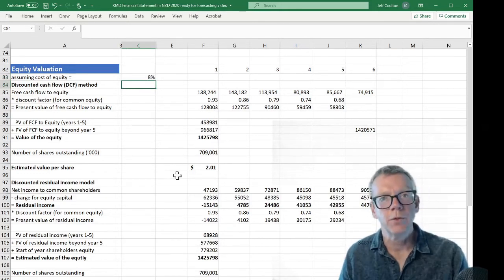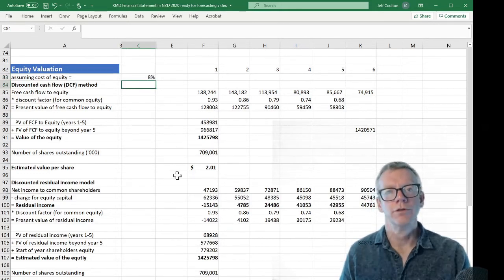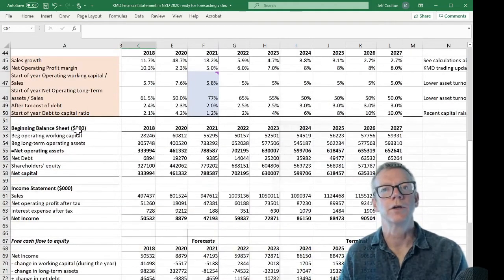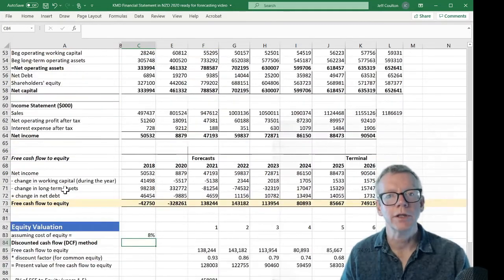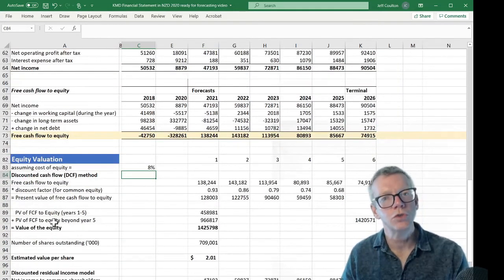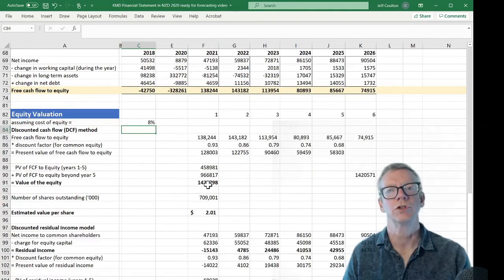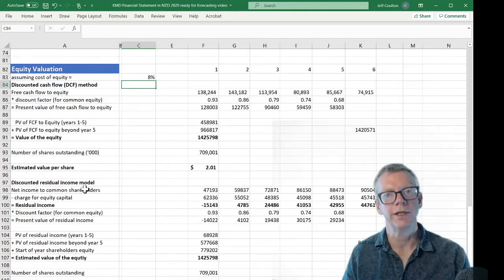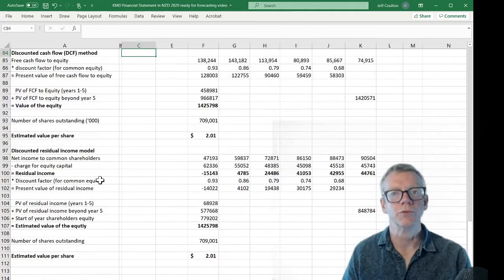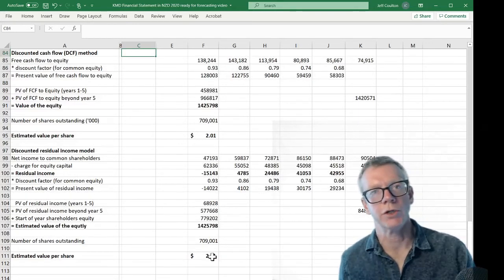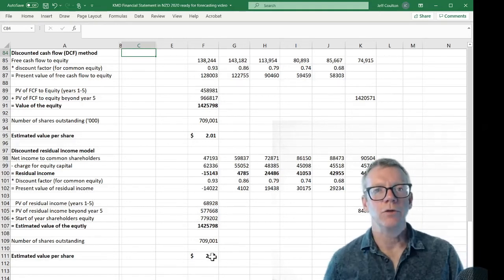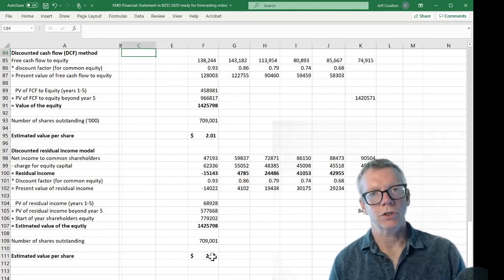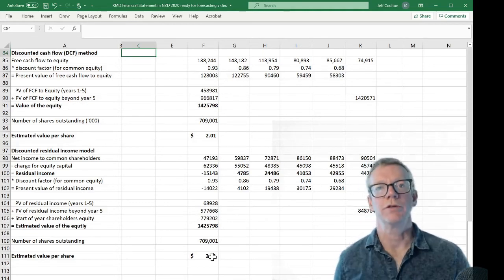So that's how we go from a set of forecasts through to creating our condensed balance sheet, our condensed income statement, calculating our free cash flows, using those forecasts of free cash flows to value the equity, calculating our residual income, and using the residual income to generate our value of equity. Again, as I've been stressing, both of the models should give you the same value of equity because both are using the same starting point and the same set of forecasts.